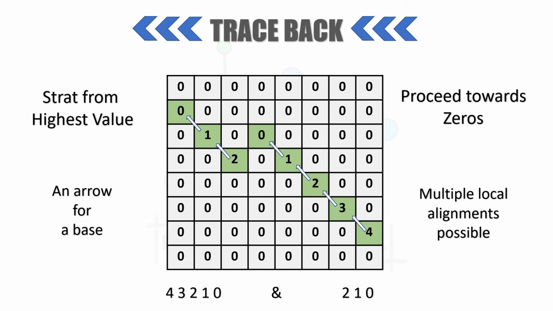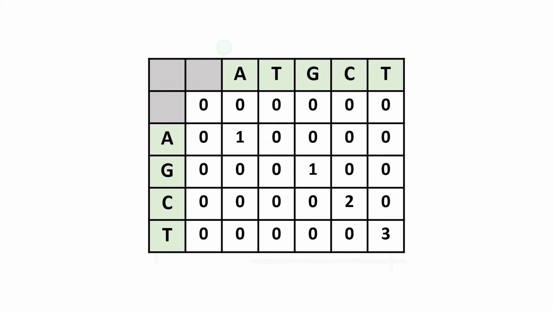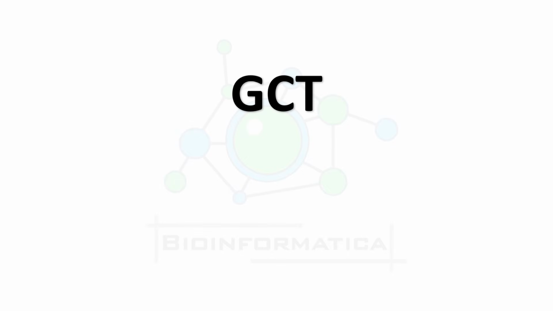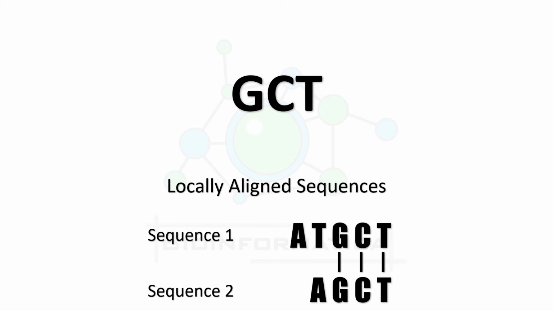The traceback step in local alignment is far simpler and more straightforward than that of global alignment. We just have to choose the highest value in the matrix and move up to 0, and each arrow of movement corresponds to aligned bases. Here, in our problem, we start from the highest value, that is 3. Then we move to 2 and we get T aligned. Similarly, we go to 1 from 2 and we get C. Finally, from 1 to 0 and we get G. So our local motif is GCT. And here are the locally aligned sequences.